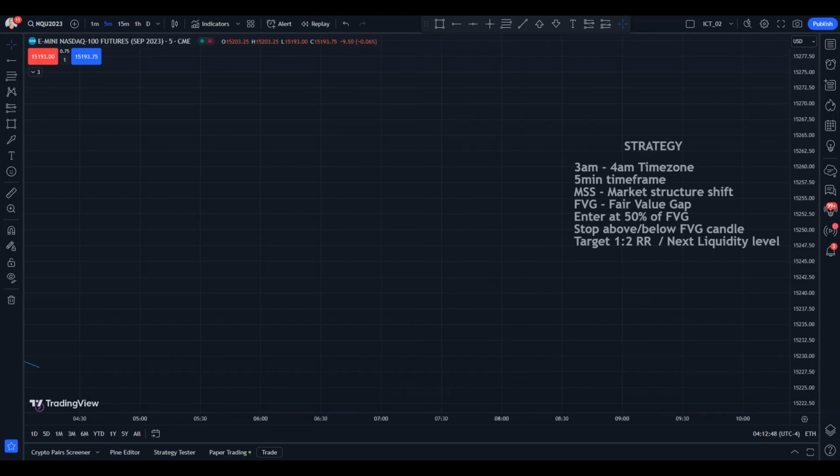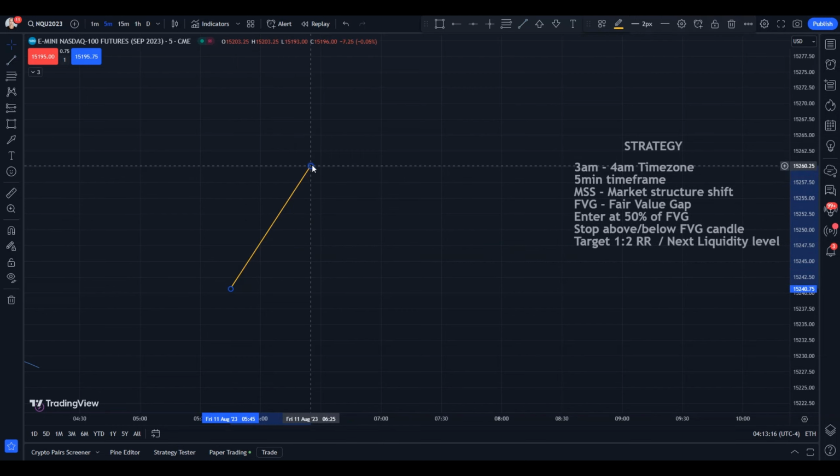Here we have a simplified ICT strategy to show you guys. First of all, we look at the 3 AM to 4 AM time zone. When you open your chart, you can see the market is either trading up or down. I want to show you an example. Here we go, the market goes up in that time zone.